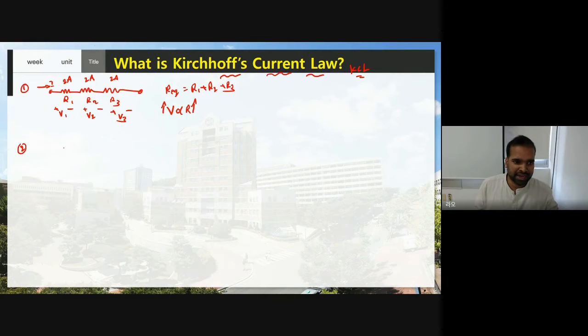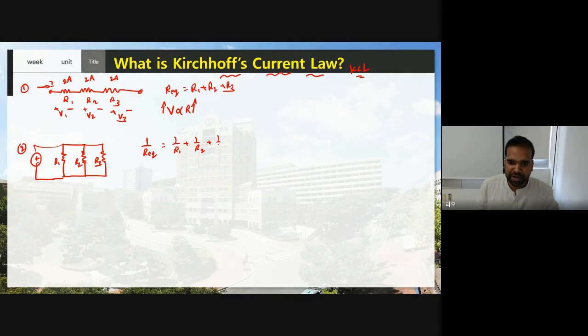Now what happens when resistors are connected in parallel? This is quite opposite to resistors connected in series. Here we have 3 resistors and 1 voltage source, and this is R1 resistor, R2 and R3. Now if I ask you how to find R equivalent, you simply write 1 by R equivalent equals 1 by R1 plus 1 by R2 plus 1 by R3. If you do LCM and all, you will find R equivalent. This we have already discussed in our concept of resistors connected in series and parallel.